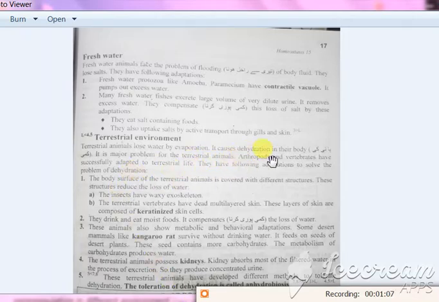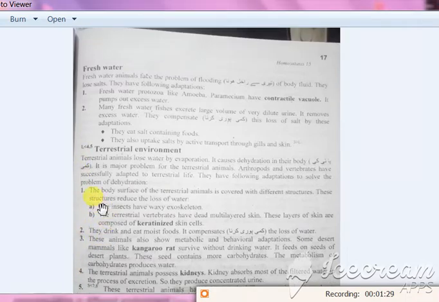Examples are some vertebrates, some arthropods. Now we will discuss how they adapted themselves to successfully live in terrestrial environment. Here are some adaptations. 4 adaptations have been given here. The first one is the body surface is made up of such a structure that it can reduce the amount of, or less amount of water loss.